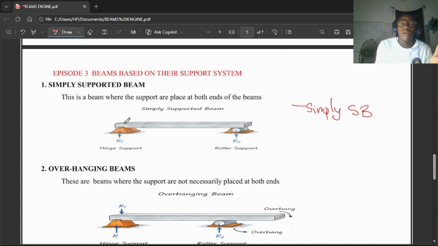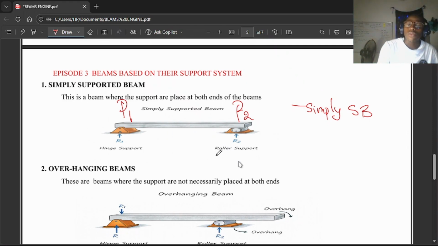Let's say this is point one and this is point two. So you must see your support at both ends of the beam, and that tells you that we are considering a simply supported beam. What's the next one? Overhanging beam. And what's an overhanging beam? An overhanging beam, these are beams where the supports are not necessarily placed at both ends. So your supports are not necessarily placed at both ends.